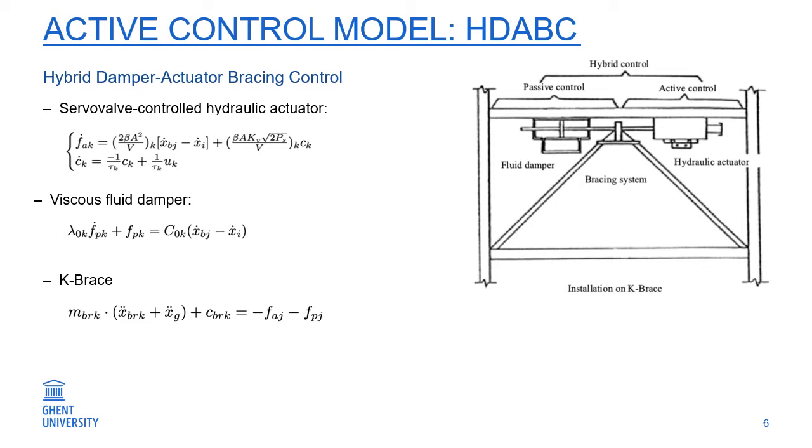the active control devices. The motion equations for the servo-valve controlled hydraulic actuator, viscous fluid damper and the K-brace are defined in the slides, where beta, A, V, KV, PS, tau are parameters defining the hydraulic actuator, which are given by the manufacturer, and lambda 0 and C0 are the relaxation time factor and the damping coefficient at zero frequency for the viscous fluid damper, which are also defined by the manufacturer.